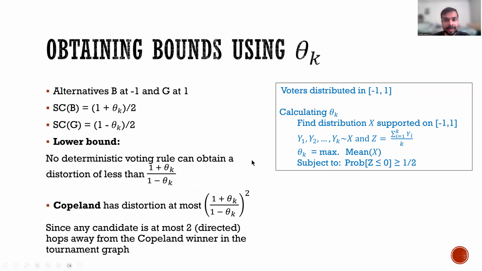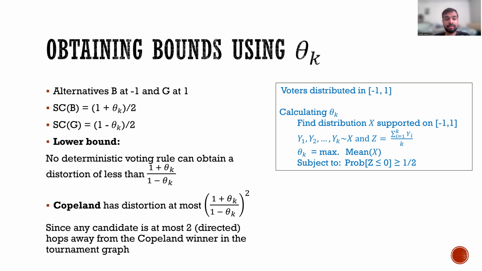Then once we obtain theta k, this is how we can obtain bounds on the distortion. The social cost of B is (1 + theta k)/2, and the social cost of G, the good candidate, is (1 - theta k)/2. Just by how we have set up the problem, we get a direct lower bound that no deterministic voting rule can obtain a distortion of less than (1 + theta k)/(1 - theta k). This is because the distances are not visible in the votes, and the bad candidate gets more votes than the good candidate. Therefore, no deterministic voting rule can do better than this quantity.